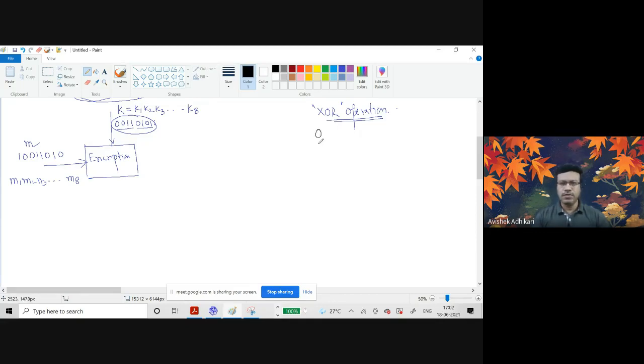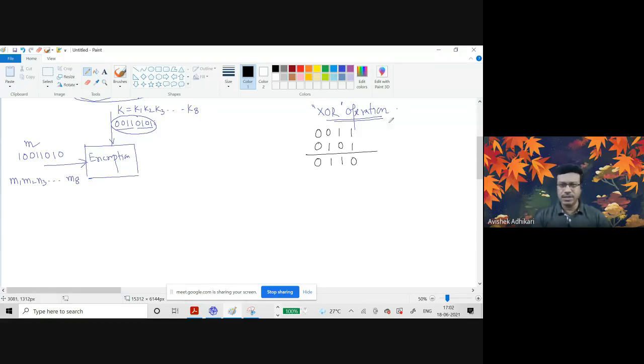If you do 0 0, it will give you 0. If it is 0 1, it gives you 1. If it is 1 0, it gives you 1. But again, if both of them are 1, then it gives you 0. So that's the truth table for the XOR operation. For engineers, especially electrical, electronics or computer scientists, this XOR operation is very common.